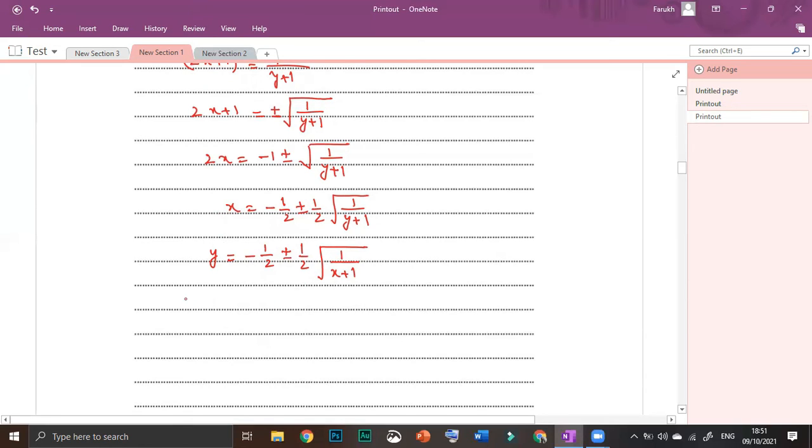Now we have two different expressions for (fg) inverse of x. One is minus 1 over 2 plus 1 over 2 times x plus 1, and the other one is (fg) whole inverse of x equal to minus 1 over 2 minus 1 over 2 times x plus 1. Now we will have to decide which one will be the answer.